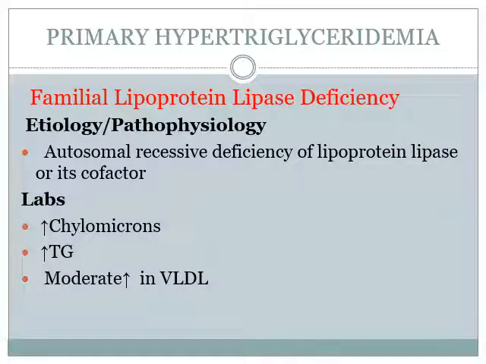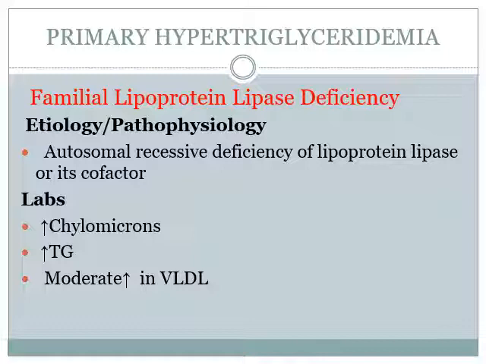Then, primary hypertriglyceridemia. The first is familial lipoprotein lipase deficiency. Lipoprotein lipase is the enzyme I mentioned before that digests very low density lipoprotein and changes it to intermediate density lipoprotein. It is an autosomal recessive deficiency of lipoprotein lipase or its cofactor, so that there is no breakdown of the lipid.